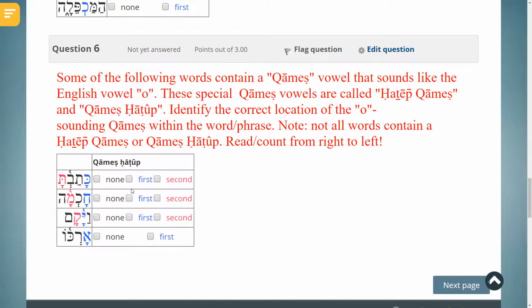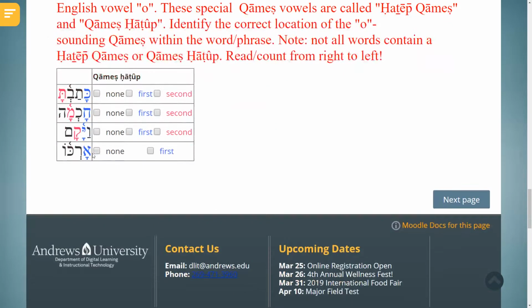Then for the 6th question, you are asked to identify those kametzes that sound like an O. So that would be katev kametz or kametz katuf. And again here, katafta, so if there's one kametz that has an O sound, you would have to mark which one it is. Is it the first one? Is it the second one? Or is it actually none of them? So by Yakom, the first one, definitely not. The second one is. Okay, so these are the type of questions that you're asked in the alphabetic section.